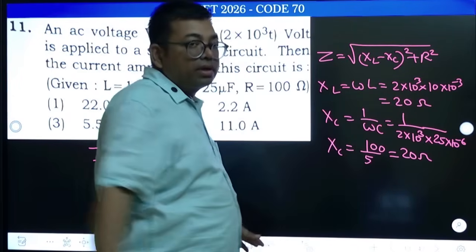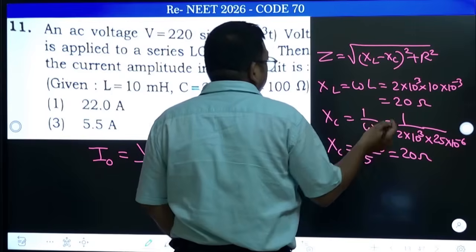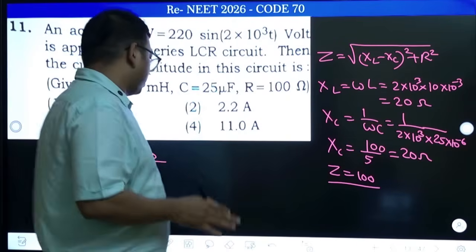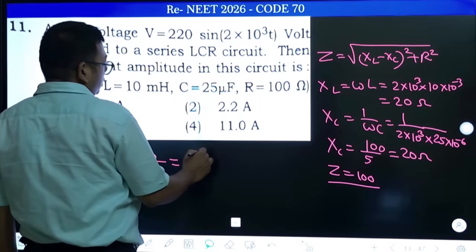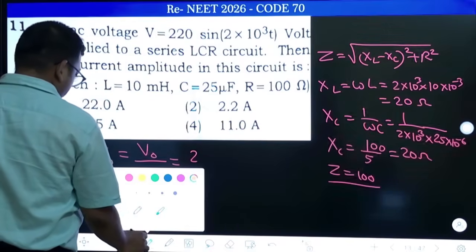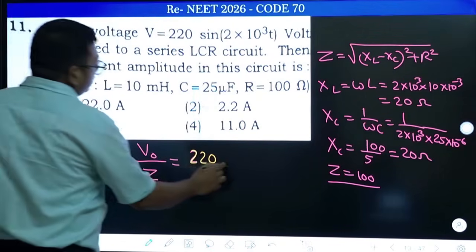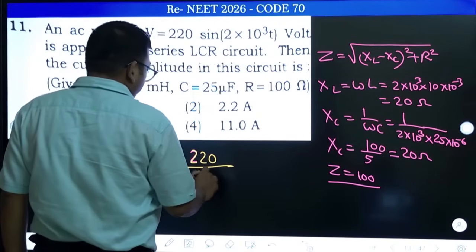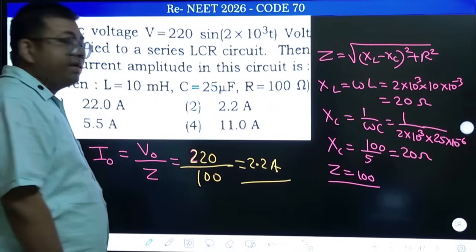So XL minus XC is gone. That means Z is nothing but equal to R, which is 100. This means it is resonance. That's all. Peak voltage they have given is 220, divided by 100, current amplitude only they are asking. That is going to be 2.2 ampere. Correct? That's the right answer.